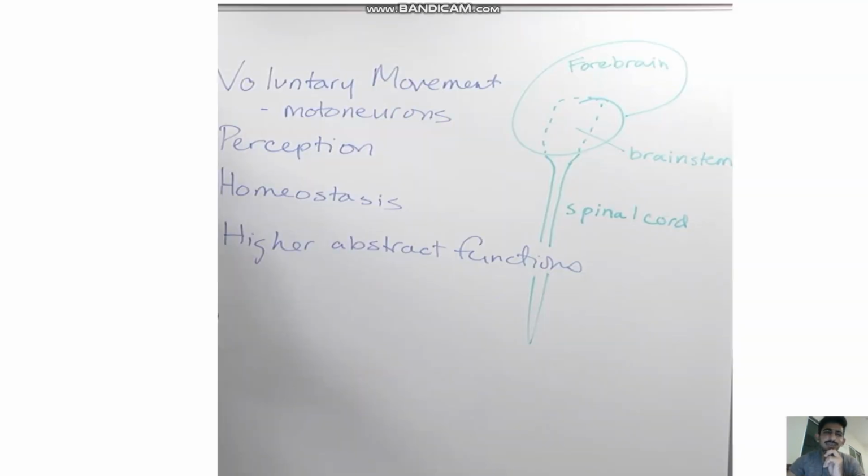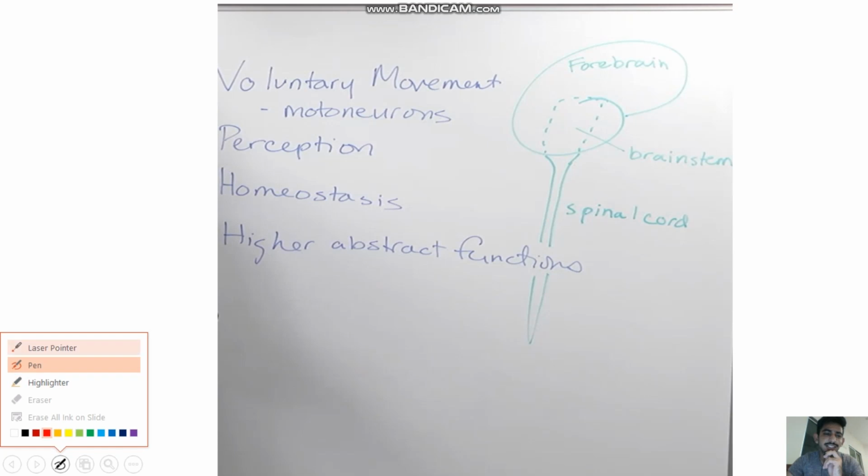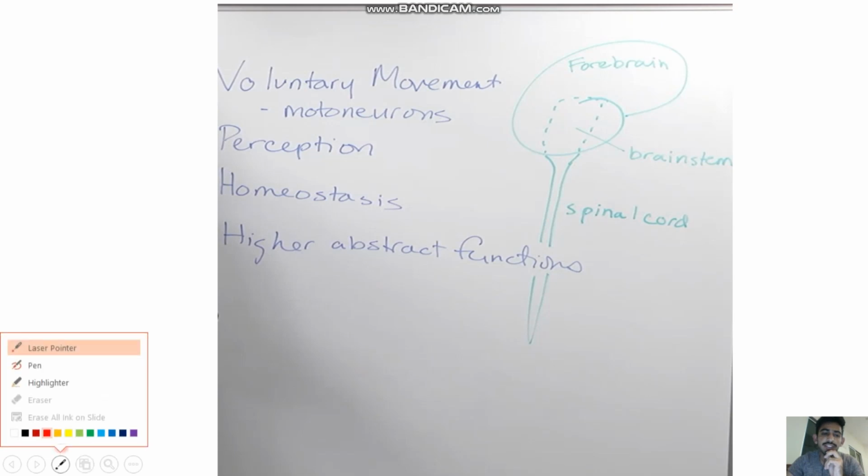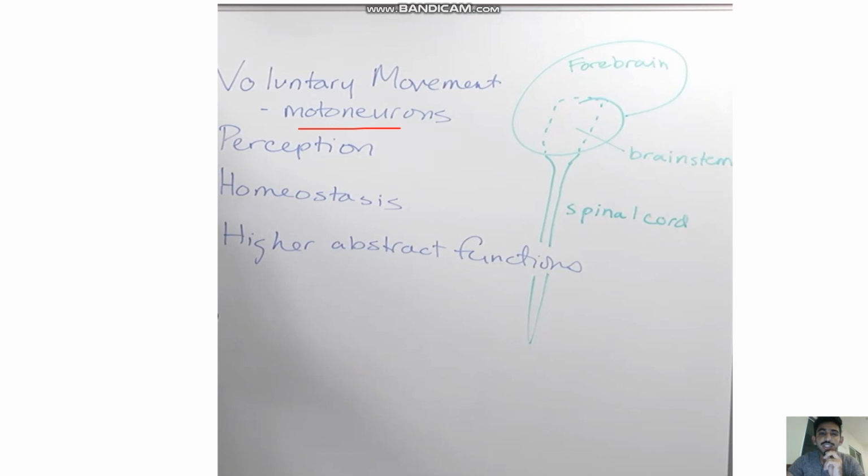Now let's talk about some functions of your brain, very basic ones. Let's talk about voluntary movements. You very much know that voluntary movement is movement of your voluntary muscles. There is one type of neuron which leaves the CNS and goes towards your voluntary muscles, called a motor neuron. Motor neurons are very special in the sense that they are very rare. Out of 200 billion neurons, only 10 to 20,000 neurons are motor neurons, so they are very rare.